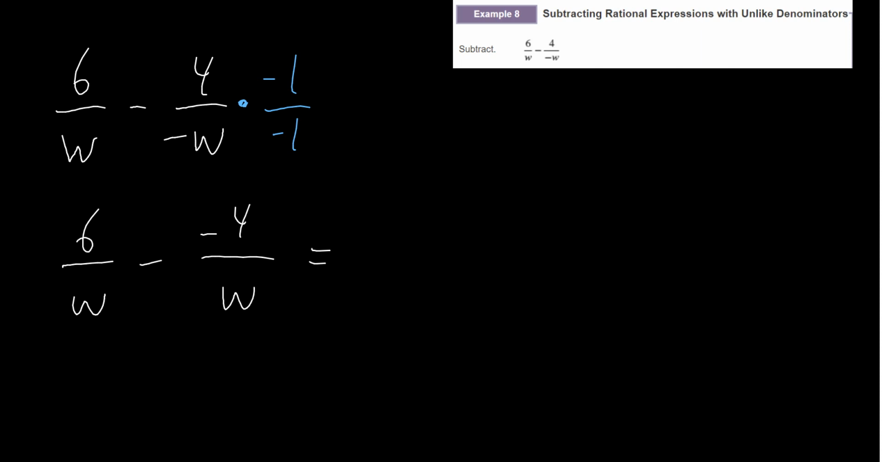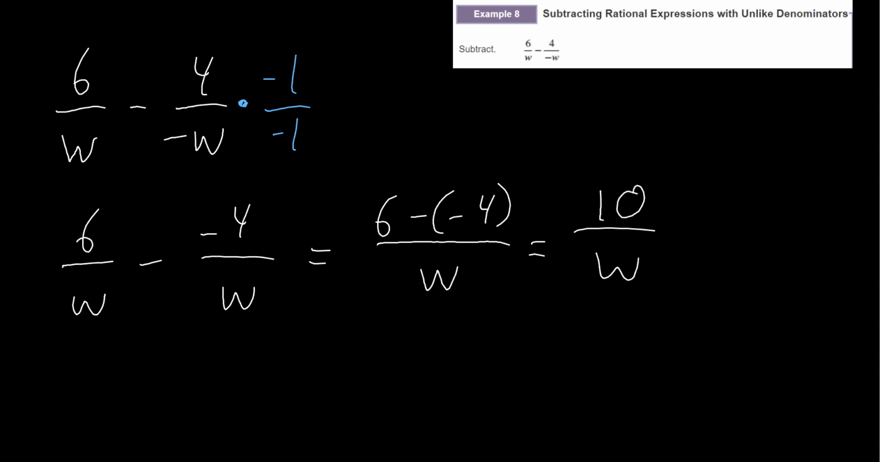Well, 6 minus a negative 4 is simply 6. Well, let's actually write it. Sometimes I get ahead of myself and I like to take shortcuts, but sometimes I shouldn't, right? So 6 minus negative 4, that's just 10. 10 over w. And that was a nice refreshing change of pace from the previous two problems.